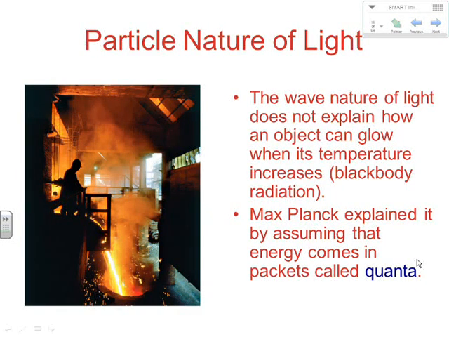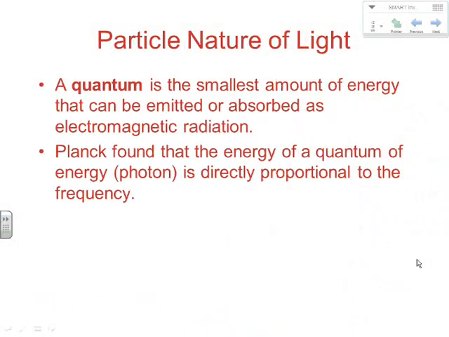And Max Planck really thought outside of the box in trying to explain black body radiation. What he said was, well, traditional wave mechanics don't work, so why don't we treat this energy form as if it's a particle and see if that can explain its behavior. So a quantum is the smallest amount of energy that can be emitted or absorbed as electromagnetic radiation. It's this little bundle of light energy. Now Planck found that the energy of a quantum of light is directly proportional to the frequency by this equation.